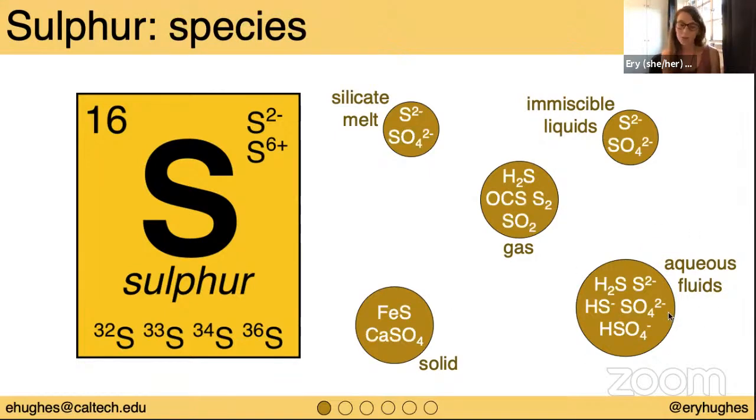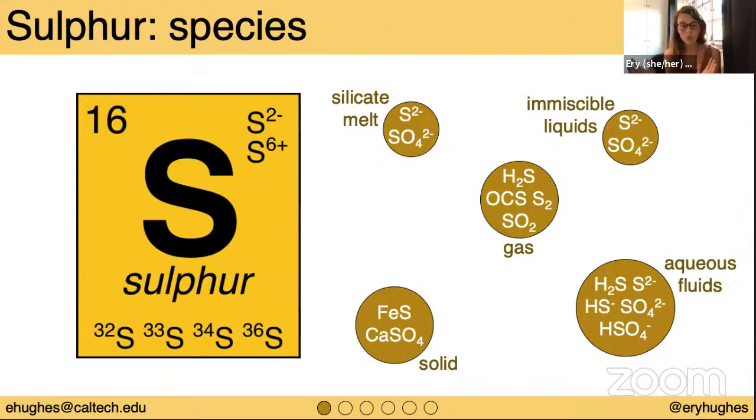And on top of that, within each of these phases, it can be present in lots of different species. So in a silicate melt, for instance, we can have dissolved sulfide and sulfate. And in the gas phase, we can have things like hydrogen sulfide and sulfur dioxide. So if we want to model the behavior of sulfur accurately during degassing, we need to be able to model sulfur in all its different phases and species.